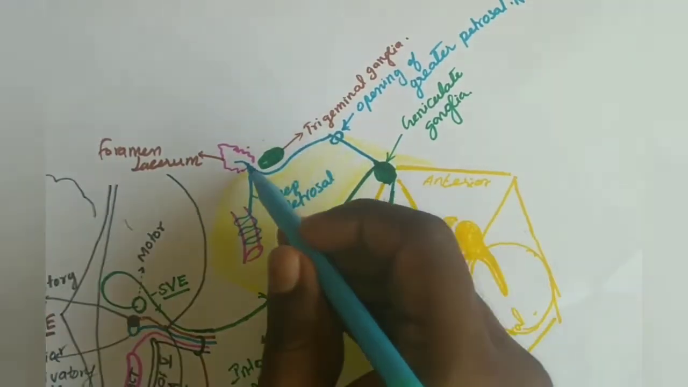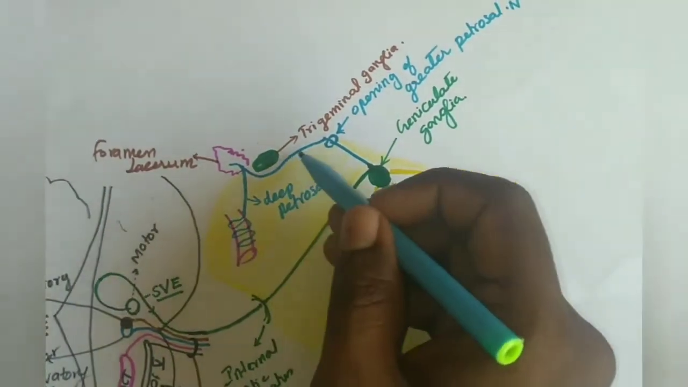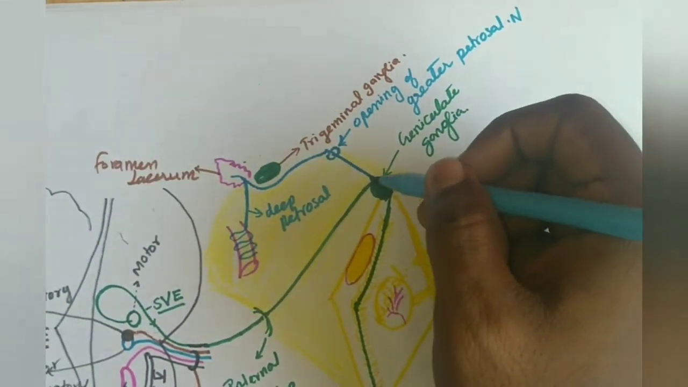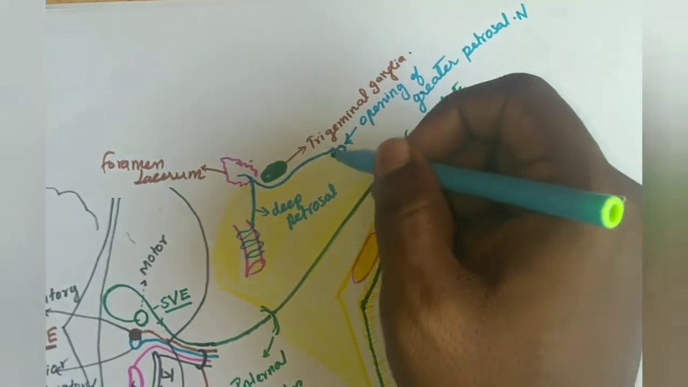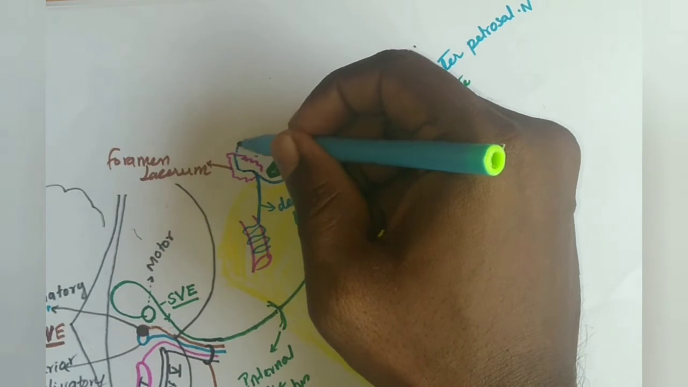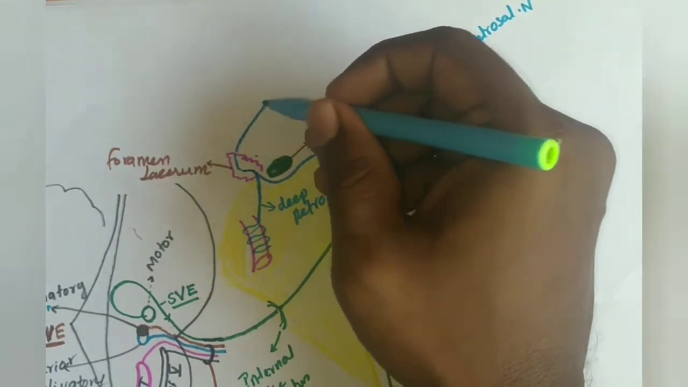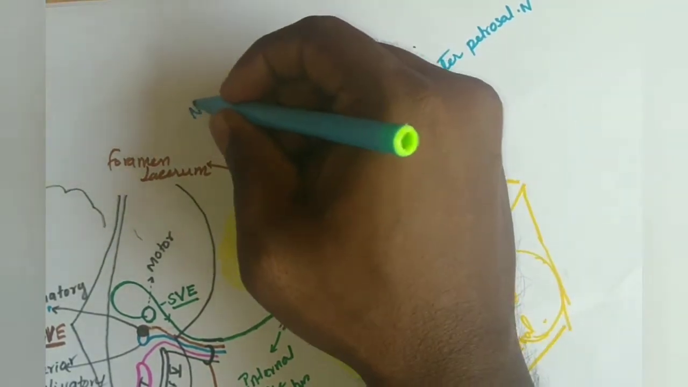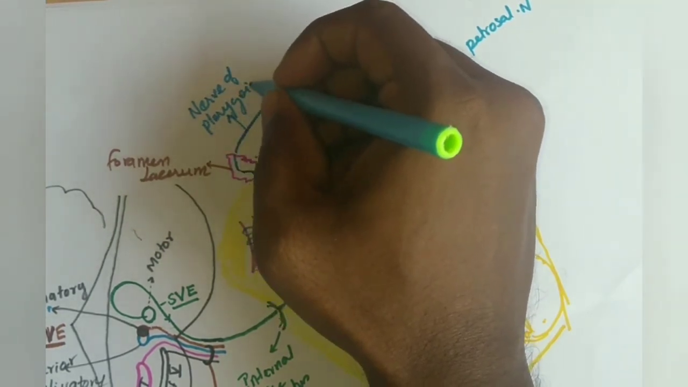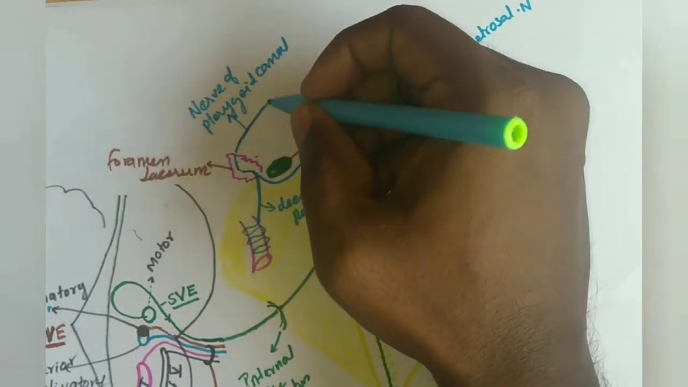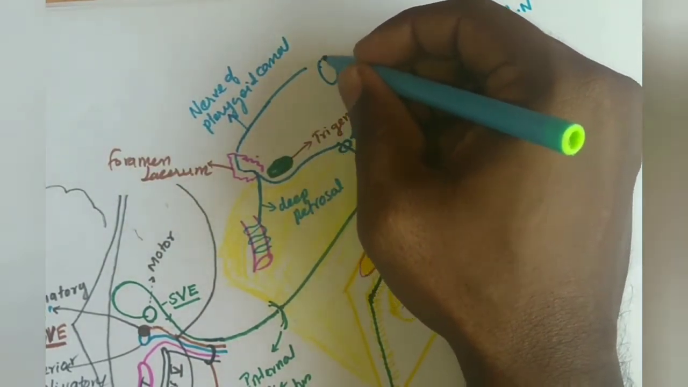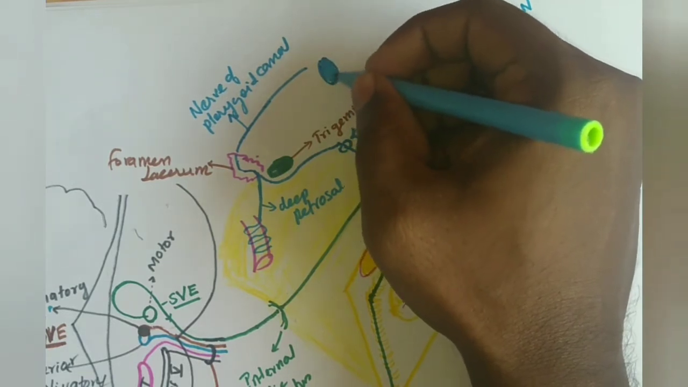Now this yellow color represents the petrous part of the temporal bone. After the greater petrosal nerve joins with the deep petrosal nerve, it will become the nerve of the pterygoid canal, which will be passing anteriorly. This is actually the nerve of the pterygoid canal.